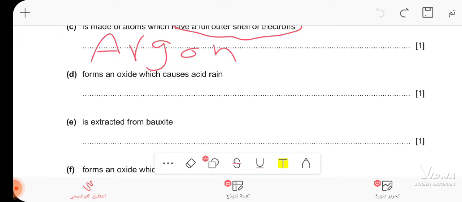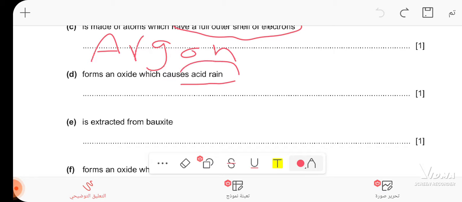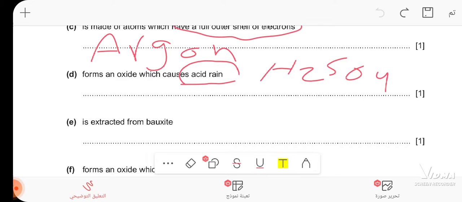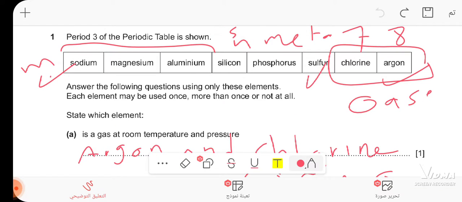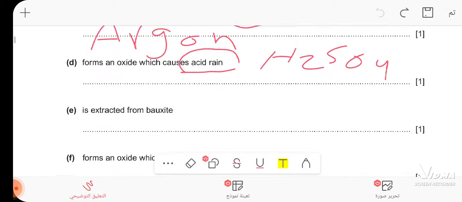Forms an oxide which causes acid rain. We have some elements which cause acid rain. This acid rain is H2SO4, sulfuric acid, which burns skin. This acid rain results from the reaction between water and sulfur oxides, which result from industry. So sulfur here is the element which causes acid rain.